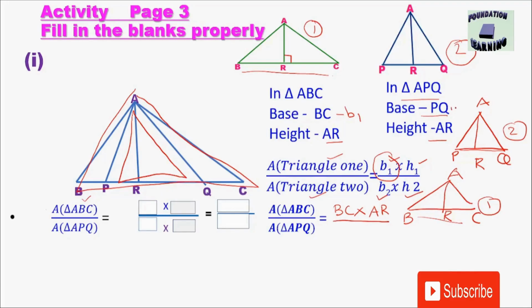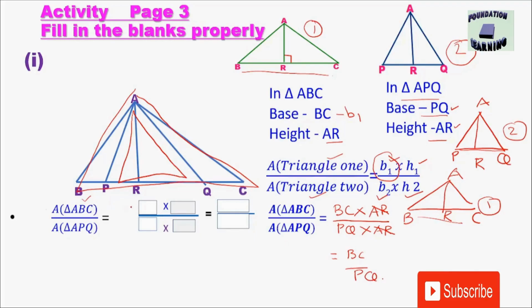Base of the second triangle is PQ, so we will write it as PQ, into height. What is the height of the second triangle? The height of the second triangle is AR. We will write it as AR. Now AR and AR is common, so this will get cancelled. And finally we will get BC upon PQ.